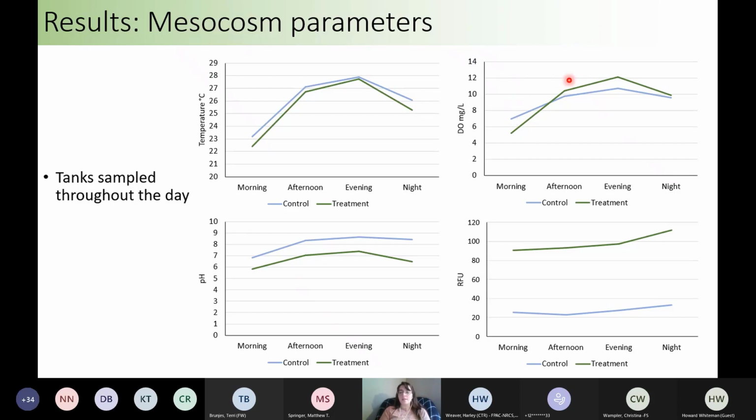And then in the afternoon, after sun exposure and productivity really kicks up in those tanks, we see that the treatment tanks actually had higher dissolved oxygen. And then it peaks later in the day. And then during the nighttime, this is pretty close to midnight, we can see that the treatment started to level below the control again. So I think this is really important to note because it's likely that there is more consumption of oxygen occurring in those treatment tanks overnight than there is in the control tanks.